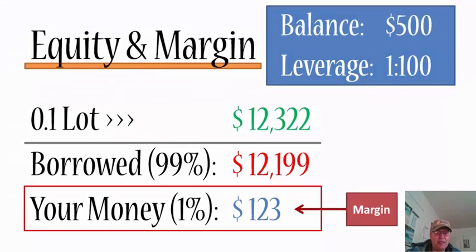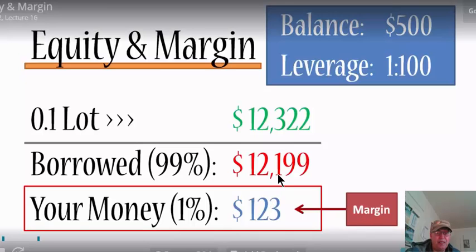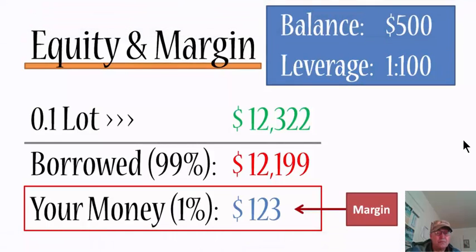In the previous tutorial, we explored an example where we were opening a hypothetical order of 0.1 lots. Now, to create this transaction, we required $12,322. And because that was quite a substantial amount, we explored the concept of leverage. And in fact, we found that with a leverage of 1 to 100, we could borrow 99% of the required amount from the broker, and we would only be required to put in 1% or $123. Now that amount that we need to put in, the $123, is called the margin for this transaction.